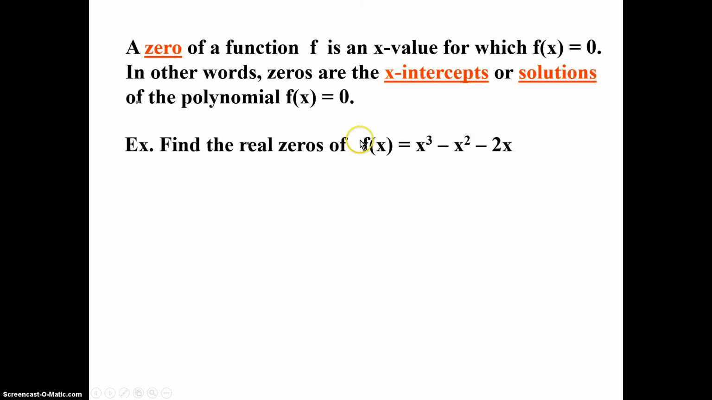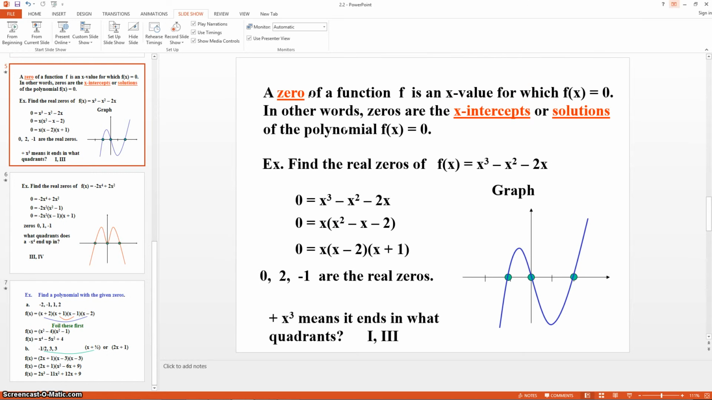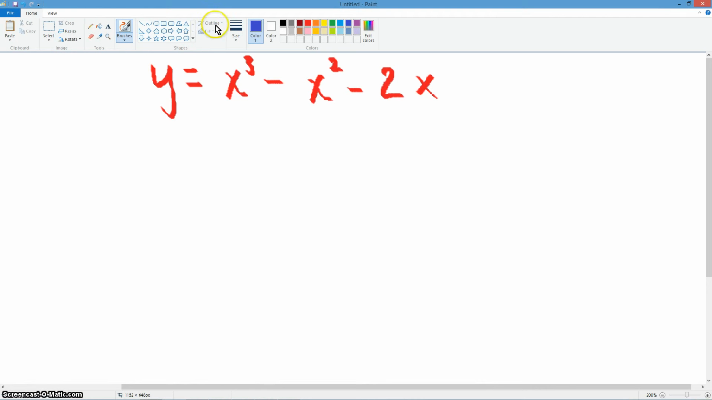Find the real zeros. That means that y is equal to 0, right? Because that's true at the x-intercept. That y will always be 0. F of x is the fancy way of saying y. So let me go ahead and get out of here, and we can go ahead and solve for it. It's called the x-intercept because the values that we get will cross the x-axis.